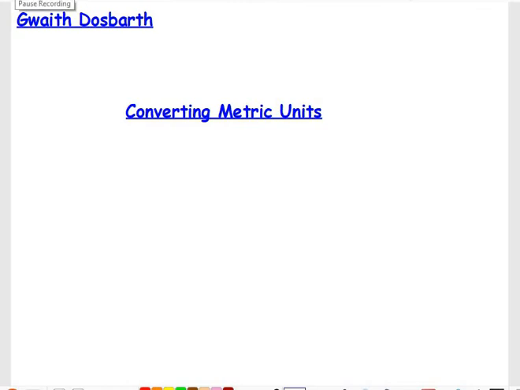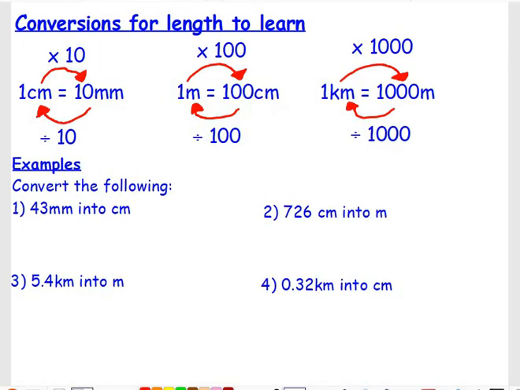Today's lesson we're going to be looking at converting metric units. In your big books you can write the heading Gwaith dosbarth, today's date and converting metric units. So there are metric conversions that you will need to learn for length, mass or weight, and then volume, or another word for this is capacity.